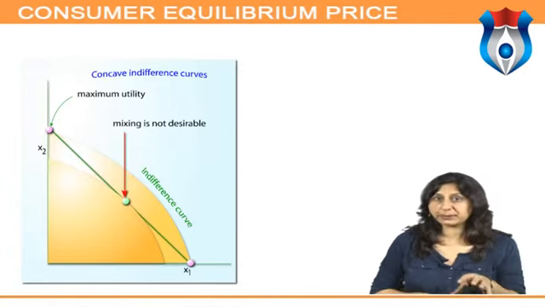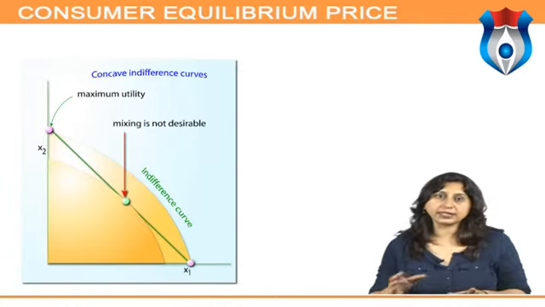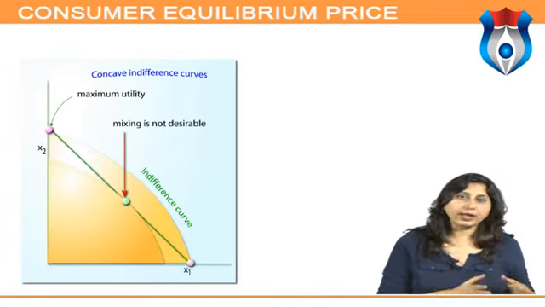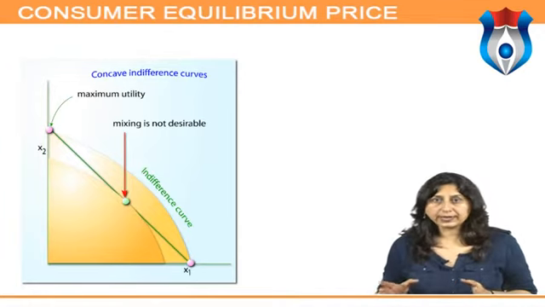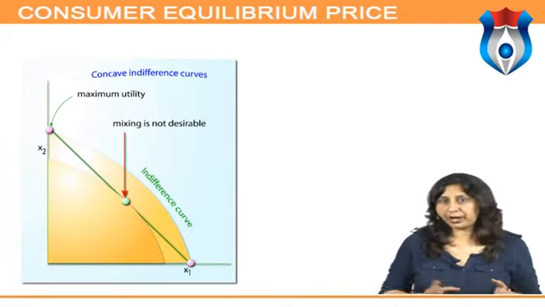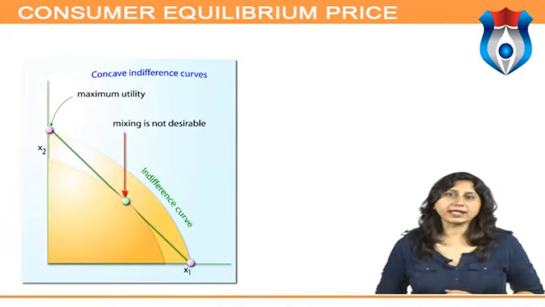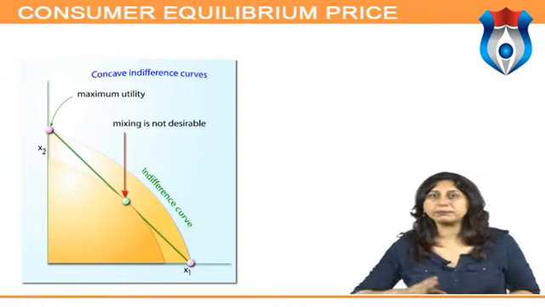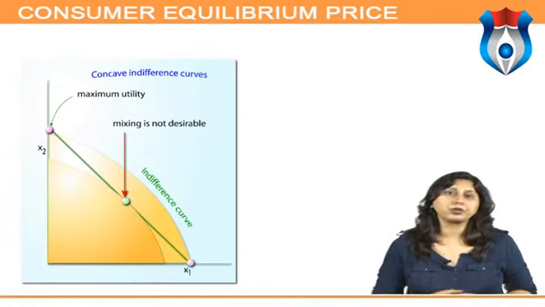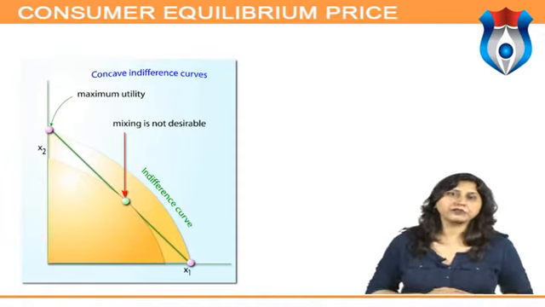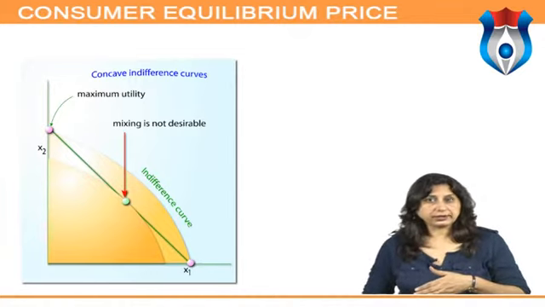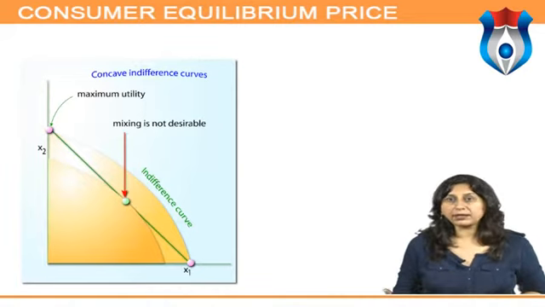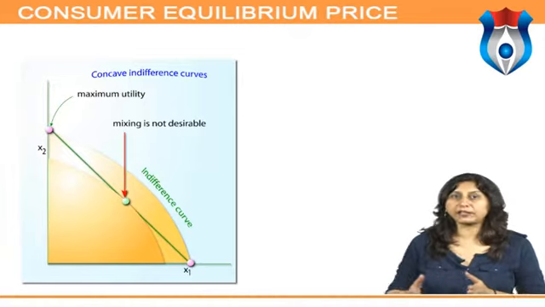The actual quantities purchased of each good are determined by the condition for consumer equilibrium, which is marginal utility of good 1 over marginal utility of good 2 is equal to price of good 1 over price of good 2. This condition states that the marginal utility per dollar spent on good 1 must equal the marginal utility per dollar spent on good 2. If marginal utility of good 1 is more than good 2, then the consumer will buy more of good 1.